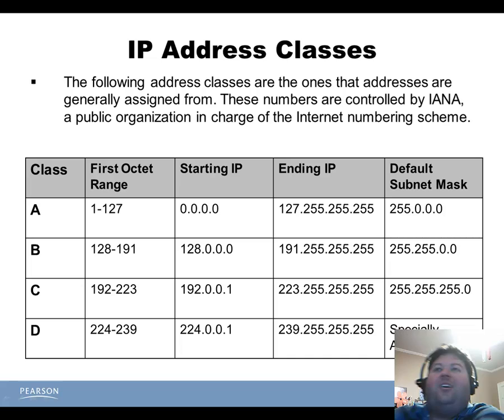A Class A address has a starting address from 1 to 126. They show 127, and technically 127 is an A, but I'm going to talk about that in a minute, why you don't use 127. B is 128 to 191. A C is 192 to 223. And D you don't have to worry about because it's special. But Class A, B, and C addresses are what are in use on the internet.